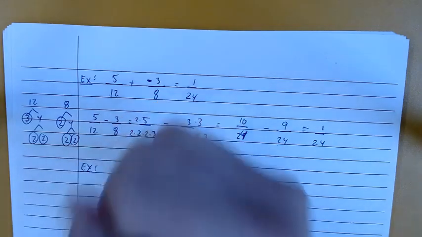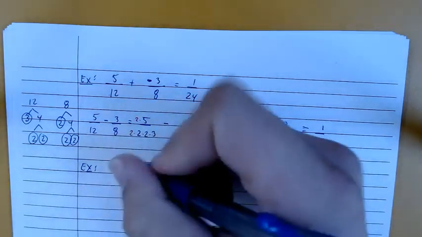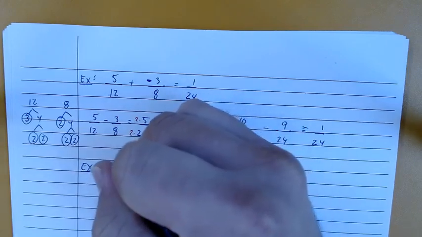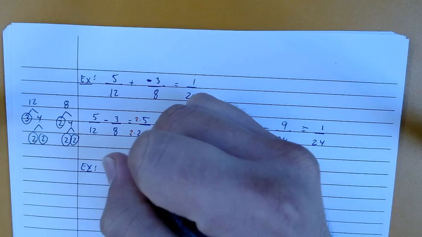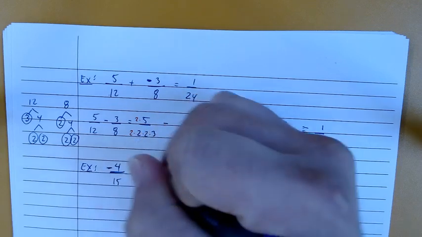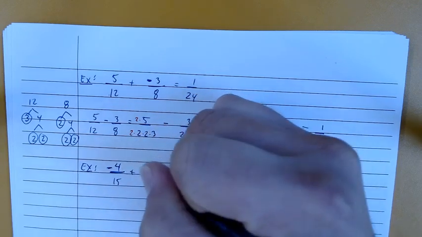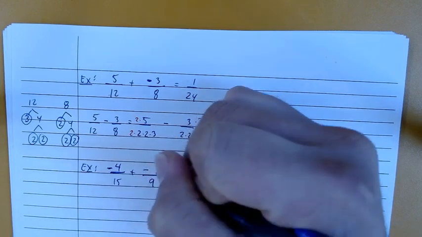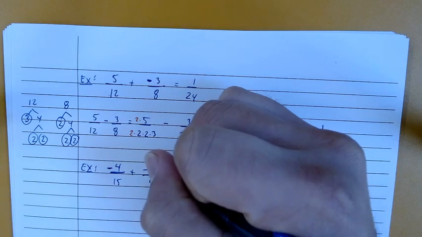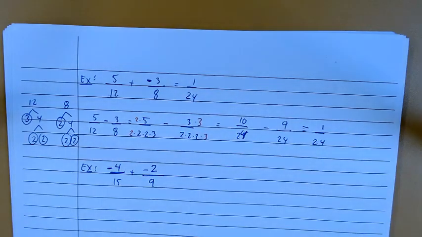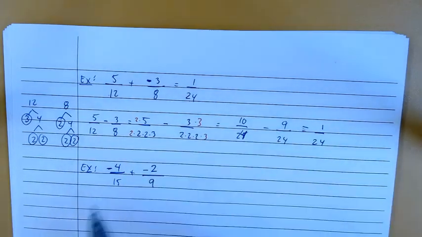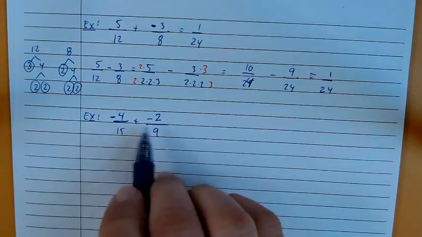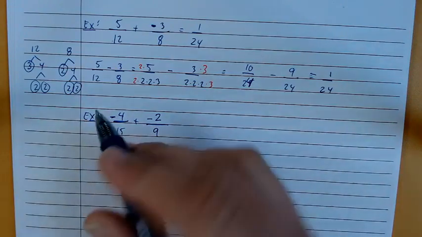Seeing that again, we can add two fractions. Let's take negative 4/15 plus a negative 2/9. All right, so same thing. We're going to add these two numbers. They have the same sign, which means we're going to add their absolute values.